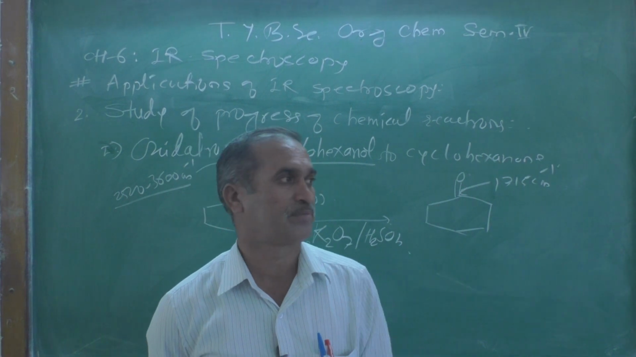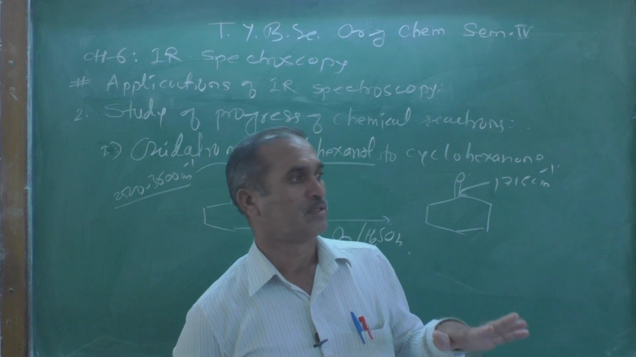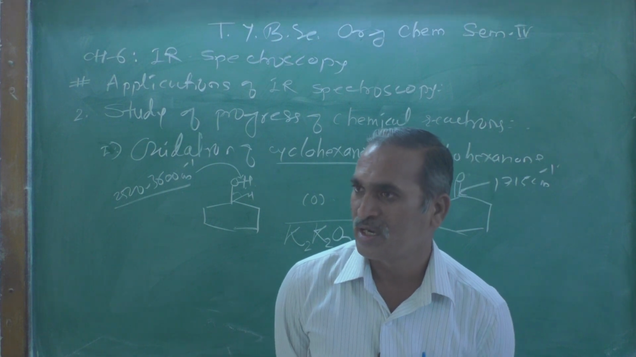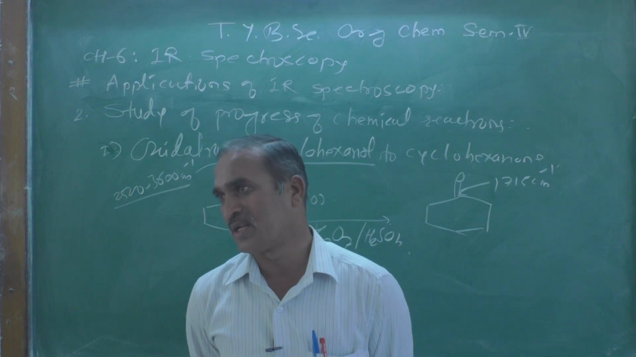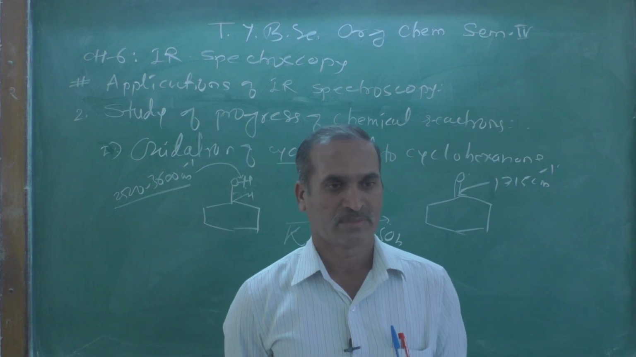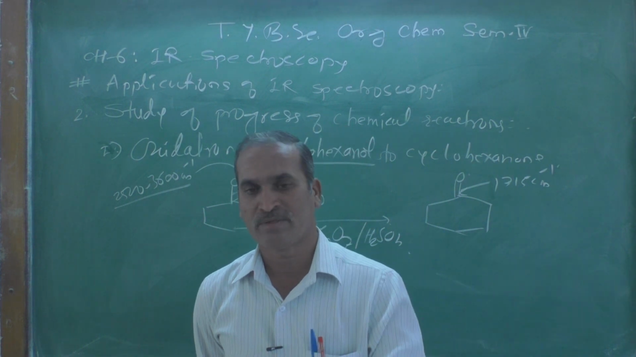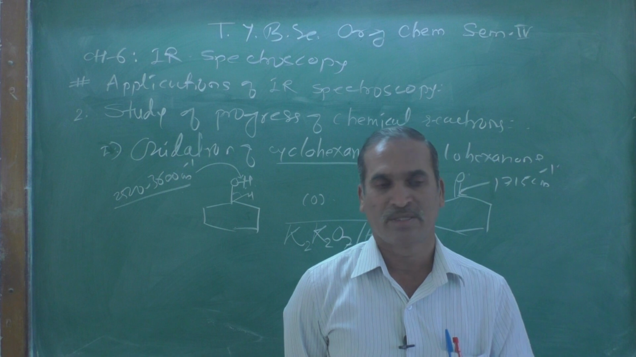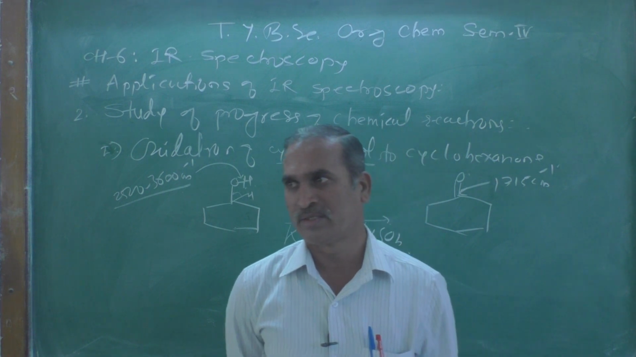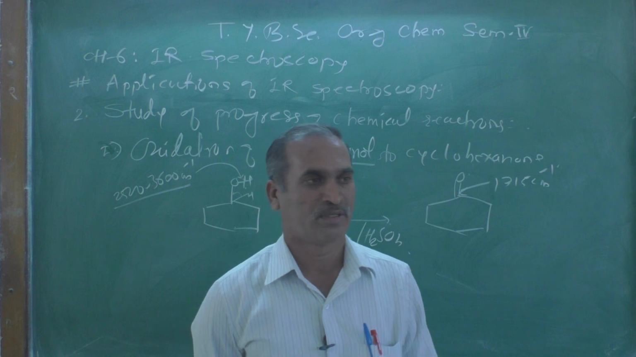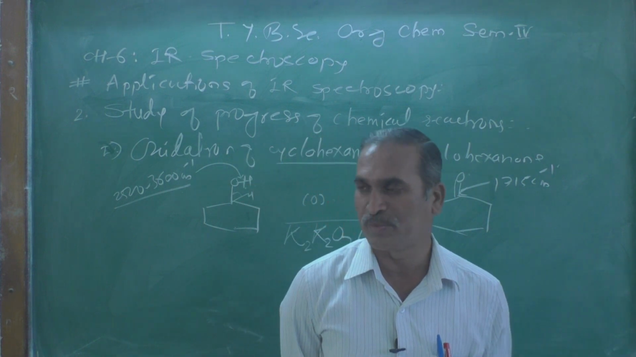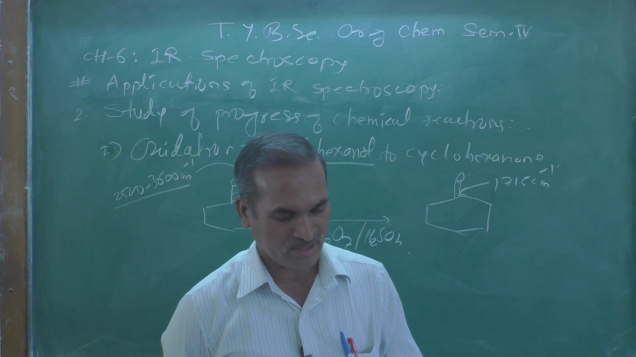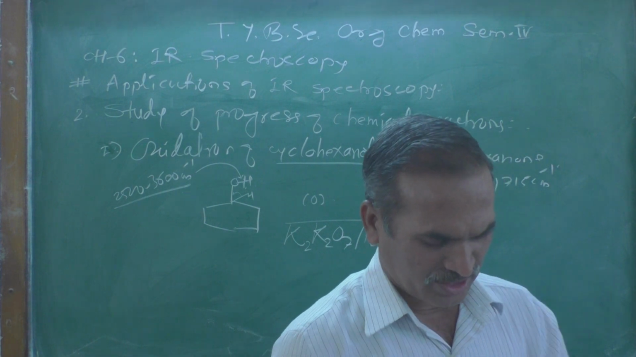And so in this way we can monitor the reaction using IR spectroscopy, whether the reaction is proceeding in the expected way, whether it is completed or whether it is incomplete. That type of clear-cut idea we obtain from IR spectroscopy, and therefore this is a second application of IR spectroscopy.